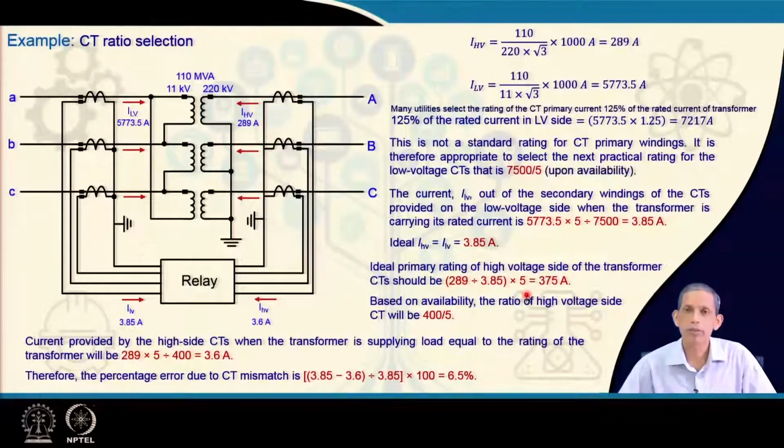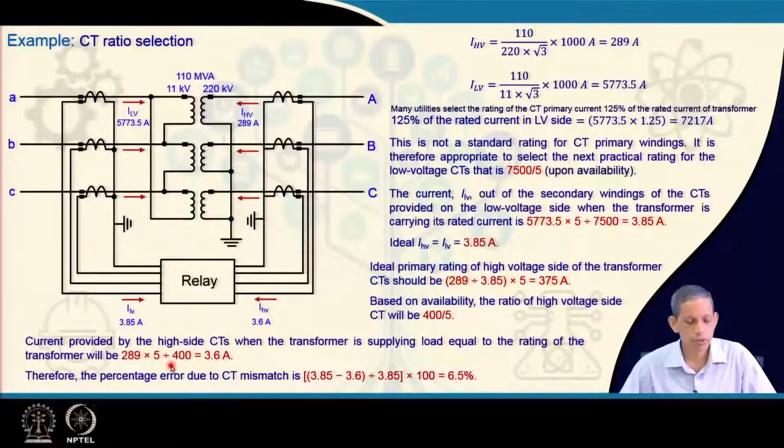But based on the availability of the CT, the choice may be 400:5, and that may be the CT selection for the high voltage side, based on the CT selection of the low voltage side. Now, in this case, because the desirable high voltage side CT is 375:5, but we have taken the choice of 400:5, there will be spill current in the relay.